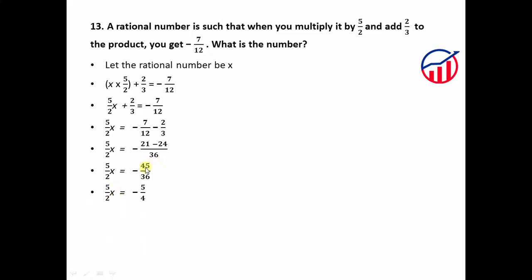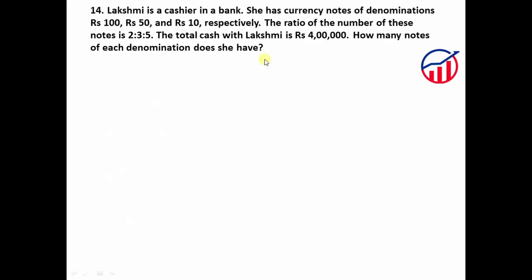Solve it down further. 9 5s are 45 and 9 4s are 36. So x is negative 5 upon 4 into 2 upon 5. When this goes over here, it's going to inverse and multiply. So 5 and 5 cancel out, and 2 1s are 2. So it's going to be negative half. So the rational number is negative half.